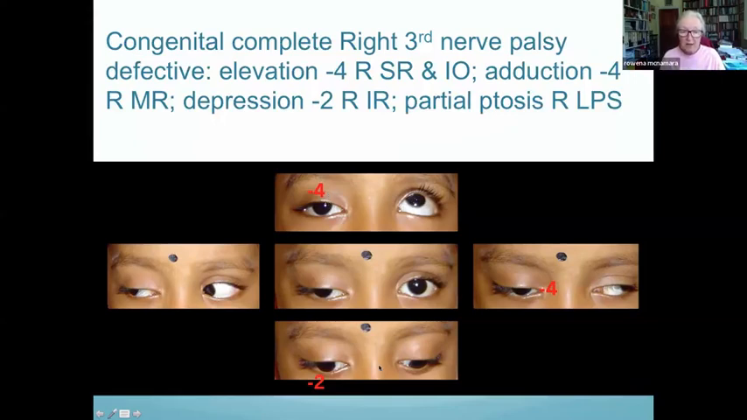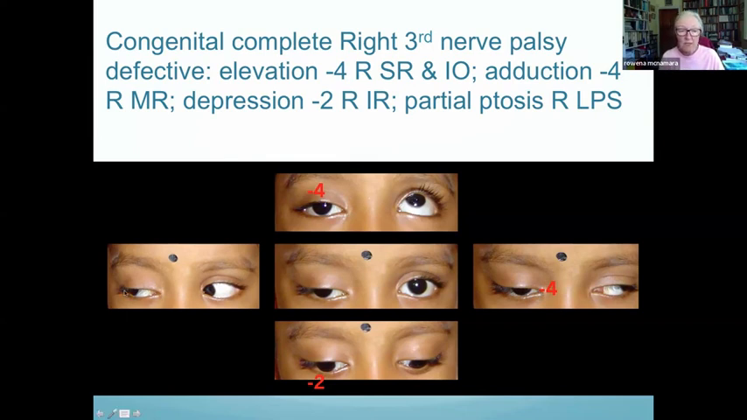When they try to look down, it looks as if the eye is rotating down quite well. So this time I've given it -2. But when they try to look to the left, the right eye cannot adduct, and it doesn't adduct beyond straight ahead, so I've given it -4.